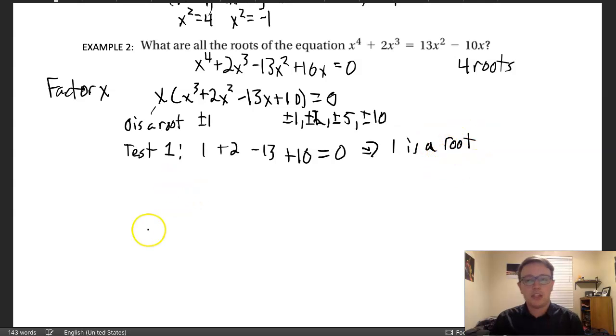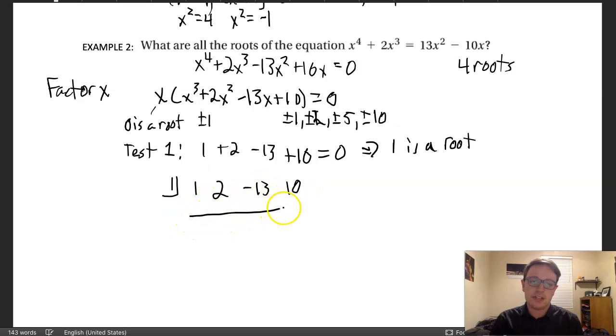So 1 is a root. What's our next step? We're going to divide 1 out using synthetic division. So we're going to take 1 here, and what are we left with? We have x cubed plus 2x squared minus 13x plus 10. So we're going to use 1, 2, minus 13, and 10. Let's see where this gets us.